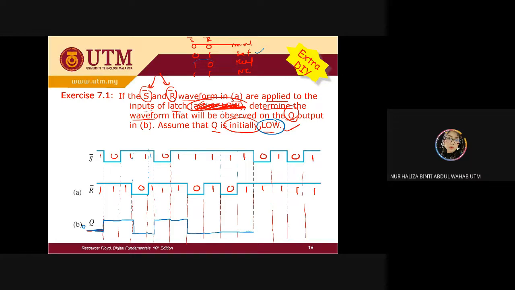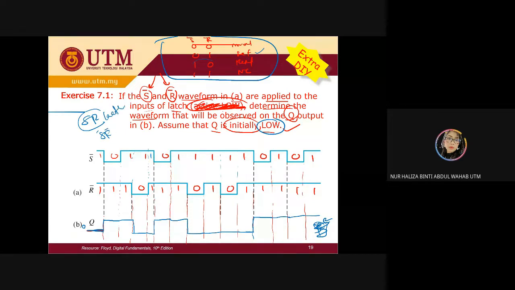Okay. Now here I have 0, 1, which is set. 1, 1 remain, no change. 0, 1 is set. 1, 1 is no change. So this is my output. By drawing this, you get, let's say, 3 marks, 4 marks. It depends on the question. That's why you need to know the truth table of the condition for SR, active high, S bar, R bar, active low, latches. Okay. So any question?